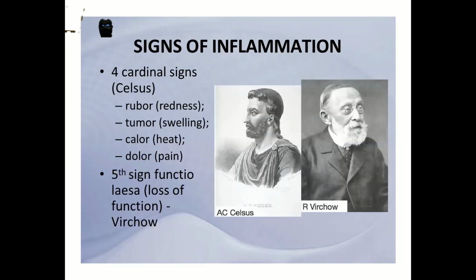So what are the cardinal signs of inflammation? We have the 4 cardinal signs of inflammation, but also we have the 5th one. Number 1, we have redness. Wherever there is an inflammation, there is always redness, there is swelling, there is heat, and there is pain. And also the structure of the body or the organ of the body which is affected by the inflammation can result in poor or loss of its functions.